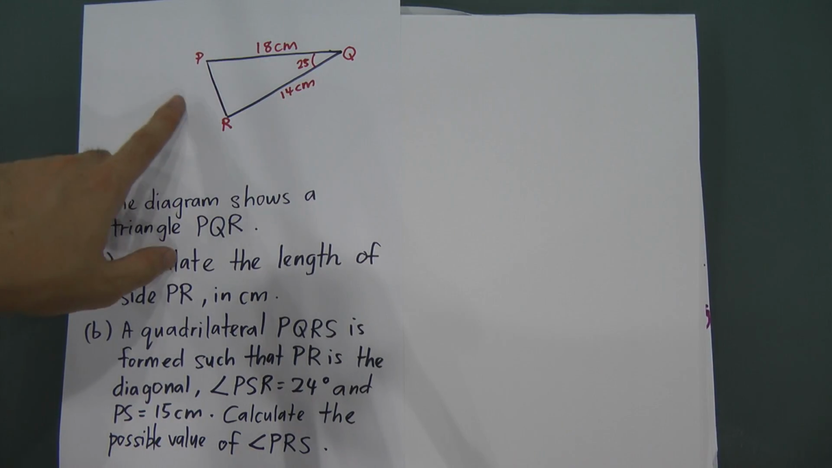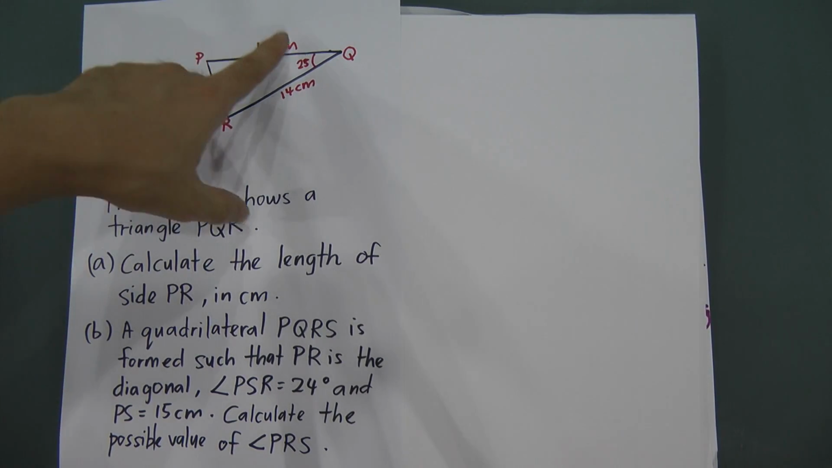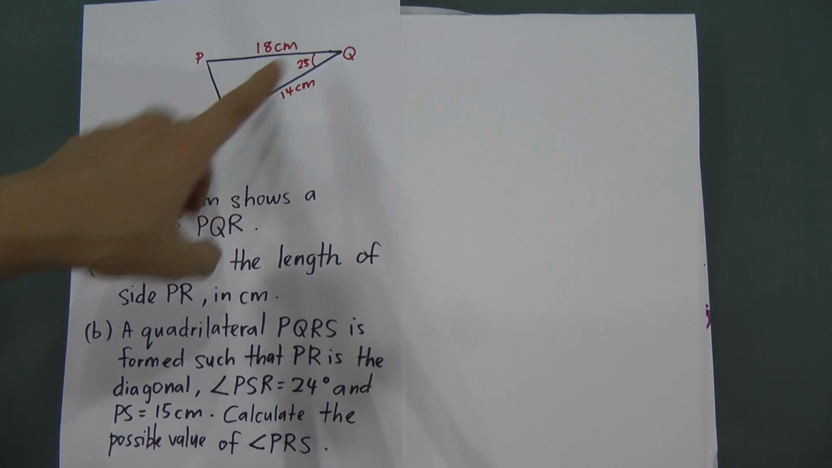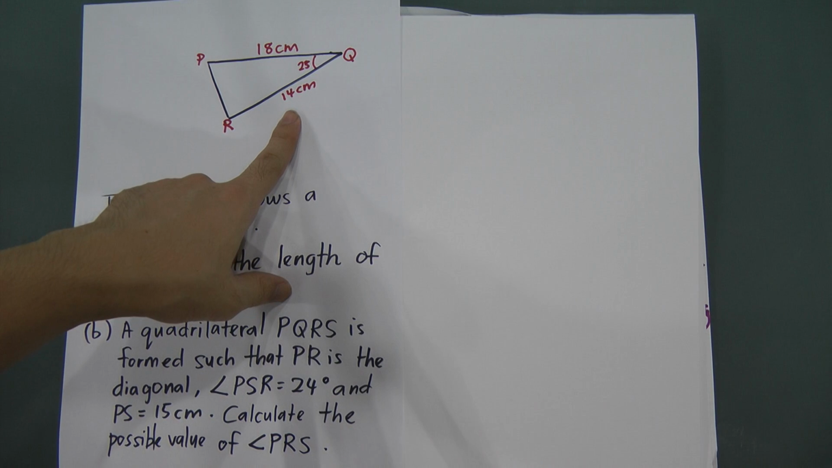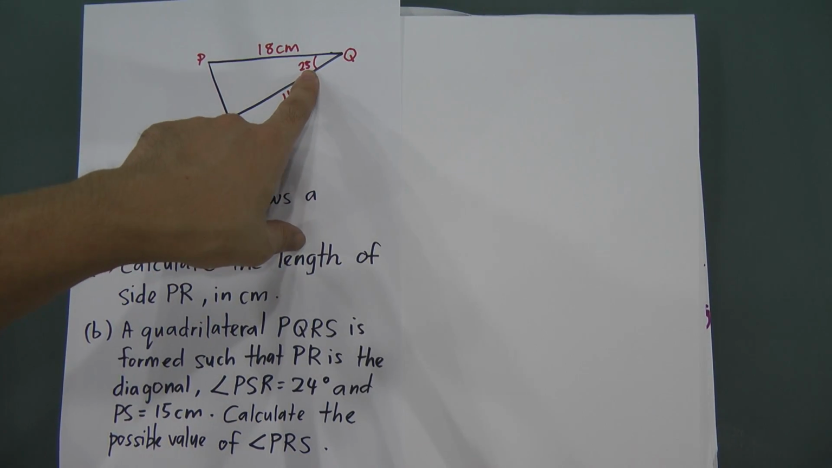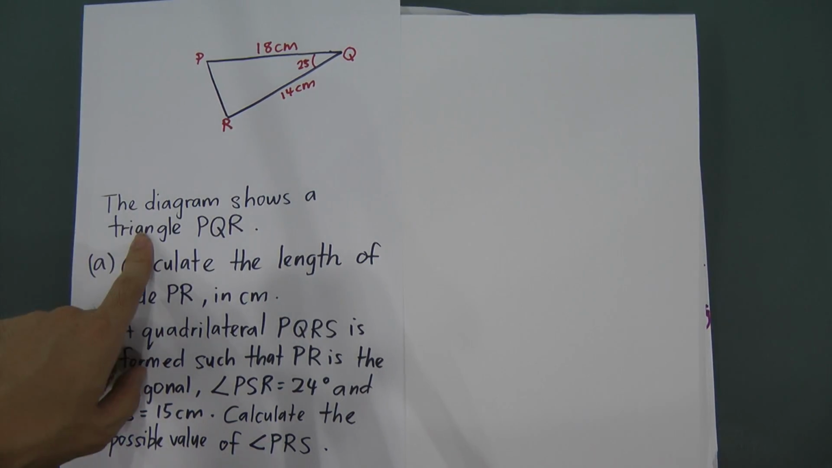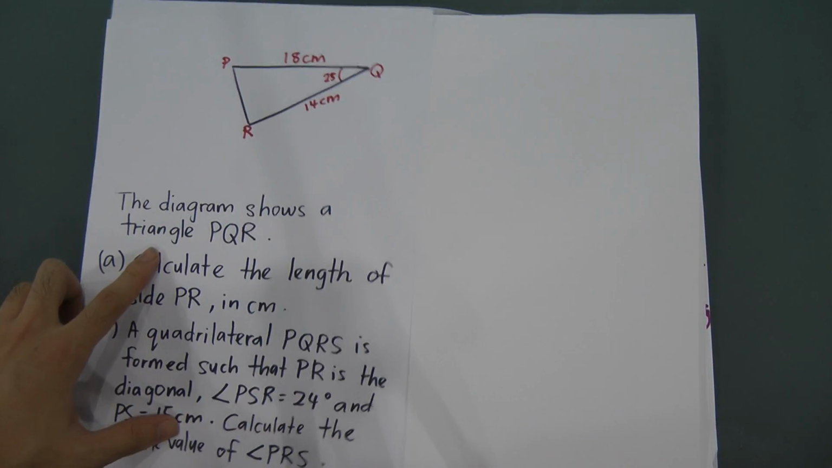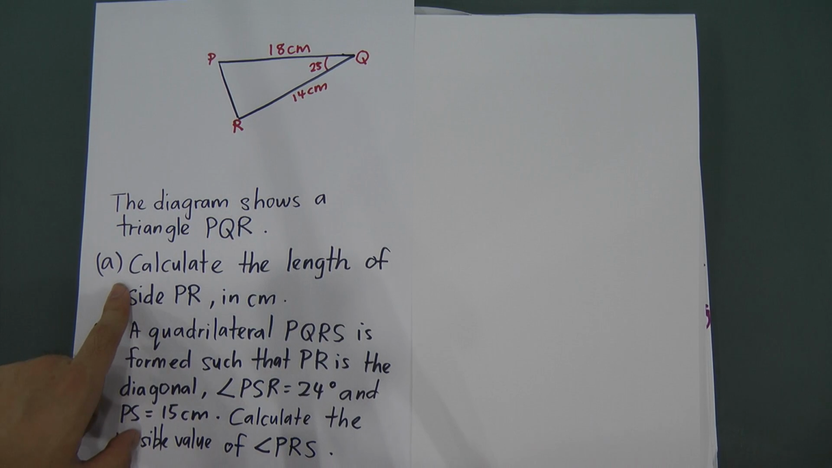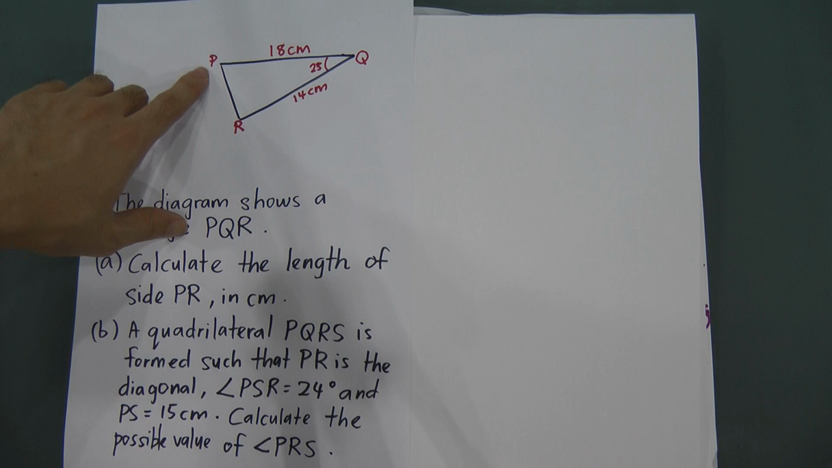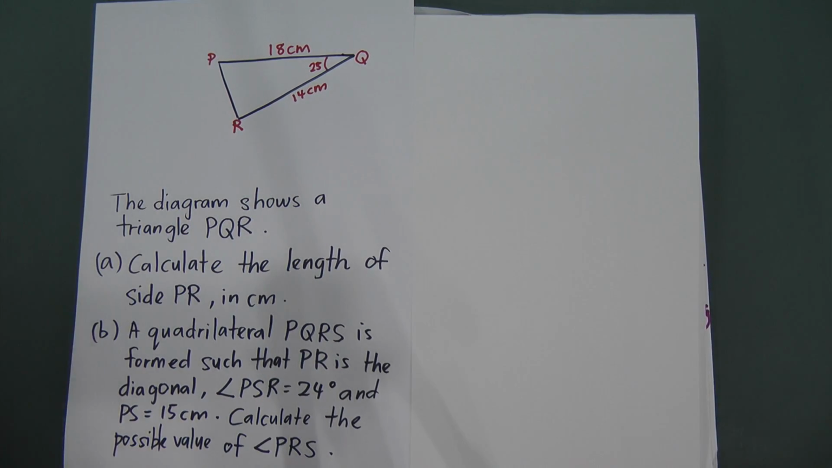Obviously this is a triangle, and he gives us two lengths. One is 18 centimeter for PQ, and for RQ it will be 14 centimeter, and then we have one angle which is 25. So the diagram shows a triangle PQR. Part A, he asks us to calculate the length of the side PR. It means you have to find length PR.